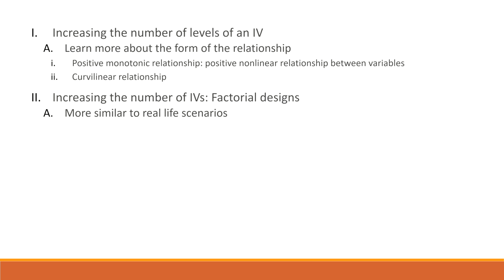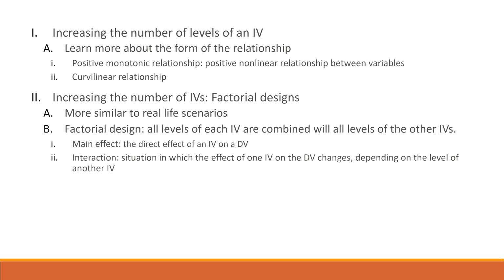We can also increase the number of independent variables. As you can imagine, this would be more similar to real-life situations because there are many variables affecting how we behave. Say someone doesn't perform well on a test. Is it because they didn't study? Or is it because they experienced a high level of anxiety? When we increase the number of independent variables, we use a factorial design, in which all levels of all independent variables are combined. Maybe you would measure high and low amounts of studying with high and low self-reported anxiety.